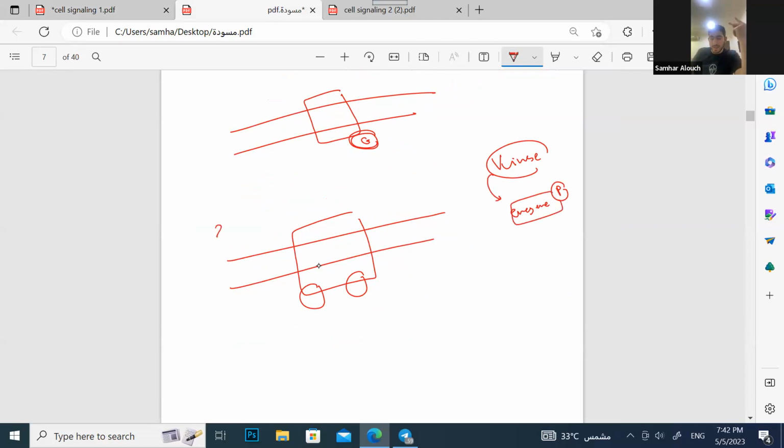So the second type of receptor is receptor tyrosine kinase. It means that the receptor itself has a kinase, okay, here. So once the ligand binds, this kinase gets activated and it phosphorylates many enzymes inside. This is the second type.